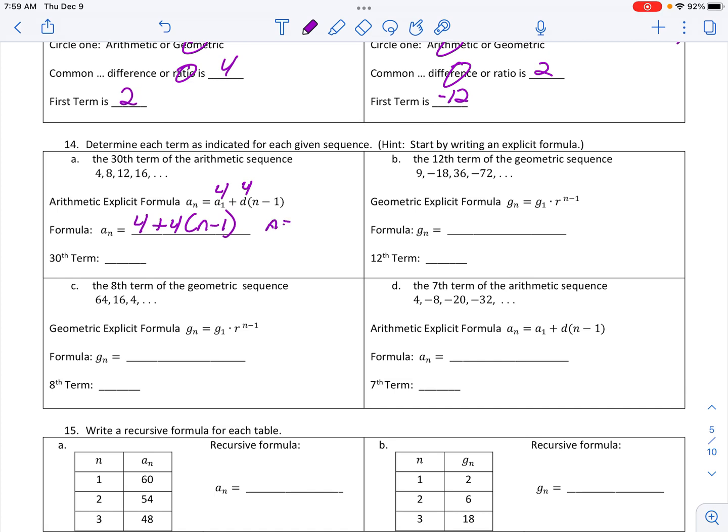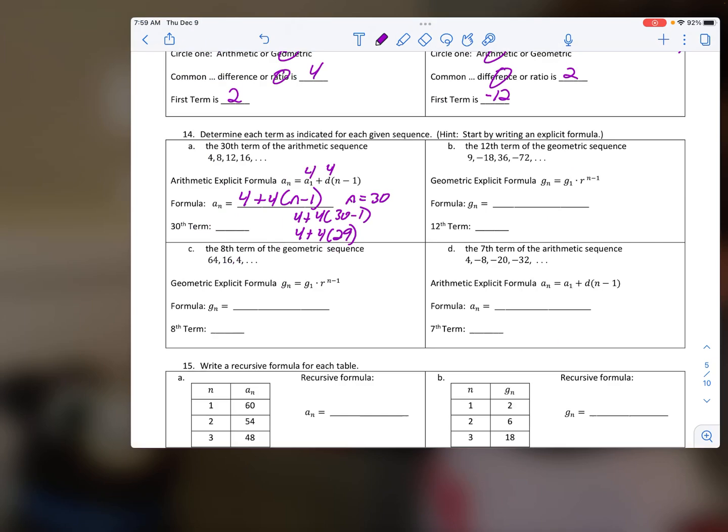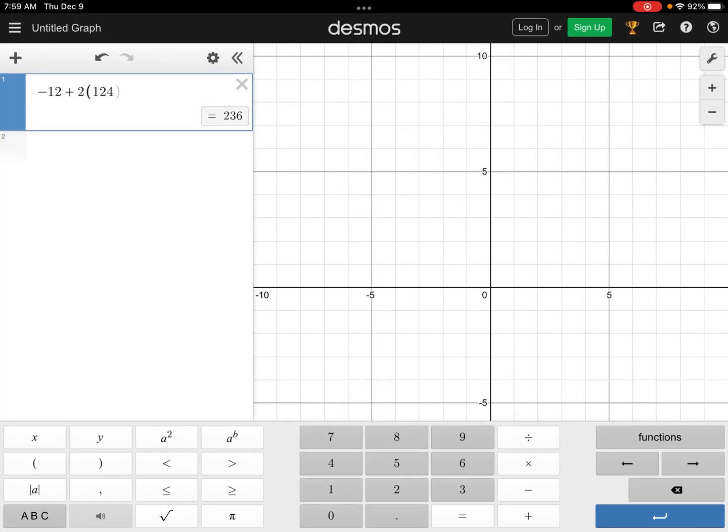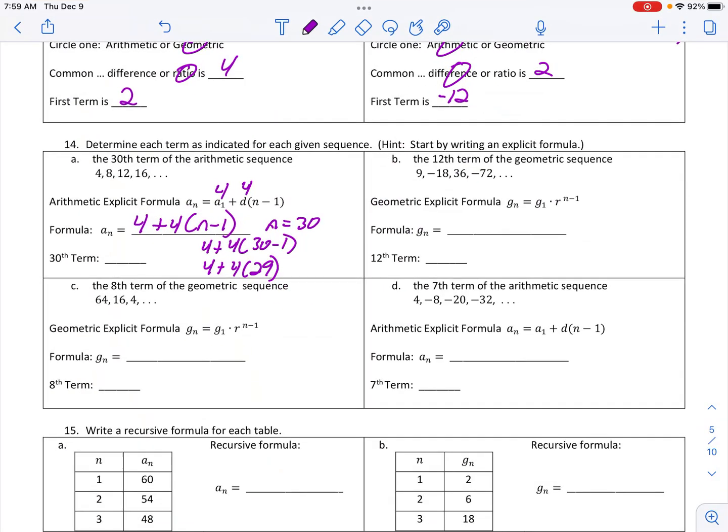We want to find the 30th term, so n is going to be 30. I'm going to go to my calculator and type in 4 plus 4 times 29. All right, so let me find that. 4 plus 4 times 29, 120.